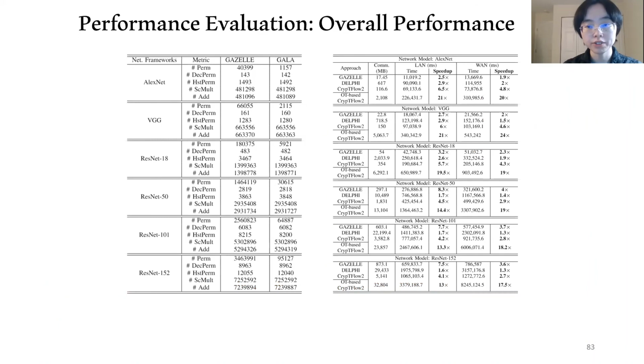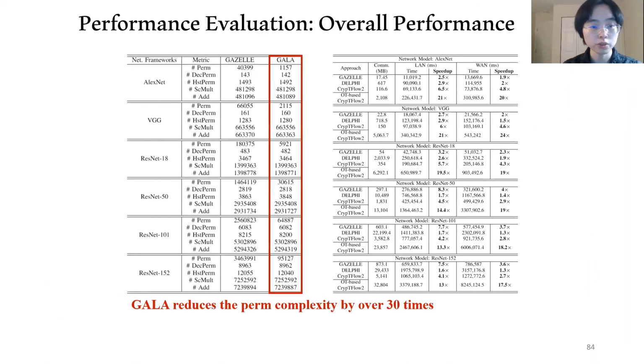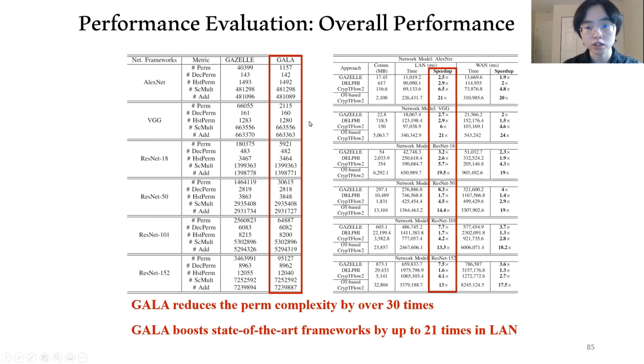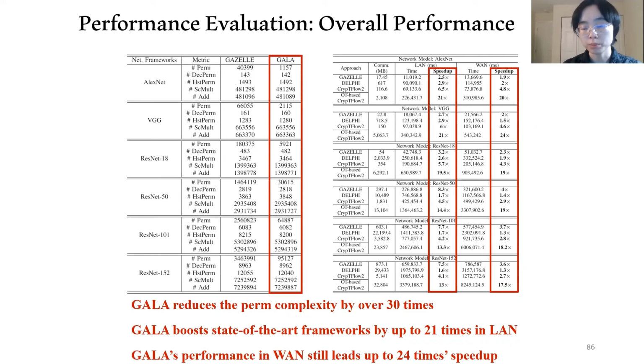As for the overall system performance, we can see that the proposed HE-based optimization reduces the Perm complexity by over 30 times, as we can see here. As for the time cost, our system boosts state-of-the-art frameworks by up to 21 times. In the WAN setting, we can also boost up to 24 times for the state-of-the-art frameworks.